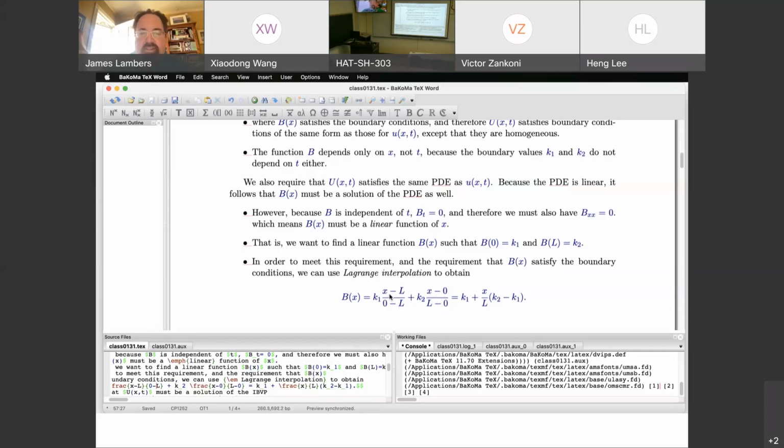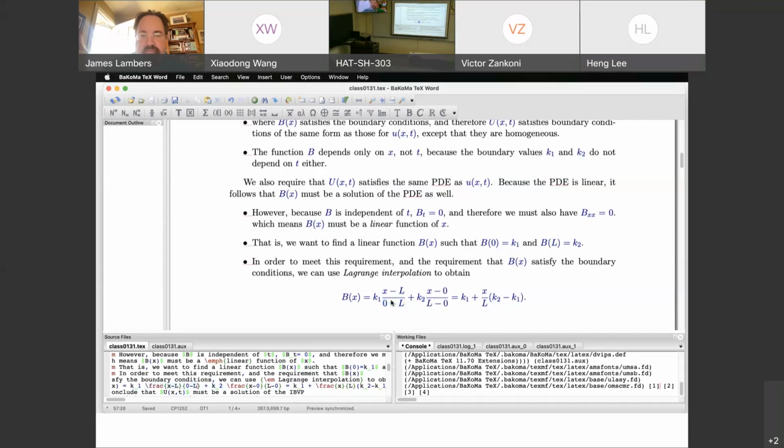So the idea here is, because this function equals 1 at x equals 0, and this fraction equals 0 when x equals 0, then when I plug in x equals 0, it has the effect of selecting k1. Similarly, if I set x equals L throughout this whole thing, I get 0 over here, 1 over here, and it selects the value I want there, k2. So this is what Lagrange interpolation means in the linear case.